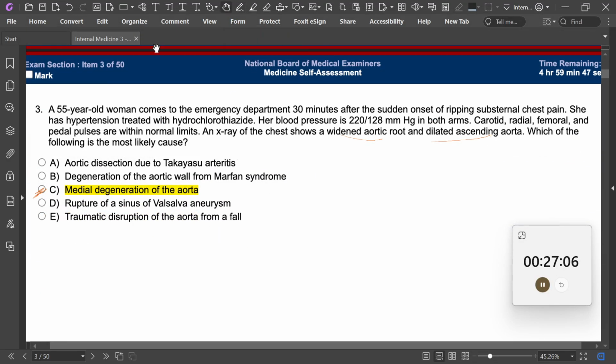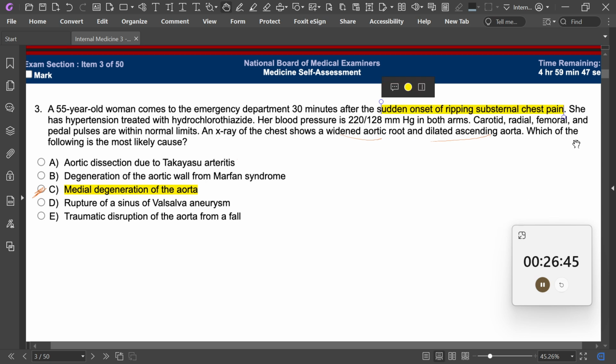This patient, why medial degeneration of the aorta? A history of chronic hypertension, if poorly controlled. This patient has acute onset tearing substernal pain. His BP is very high, 220 over 128, so it is a hypertensive emergency. In both arms, cardiac, radial, femoral, and pedal pulses are within normal limits.